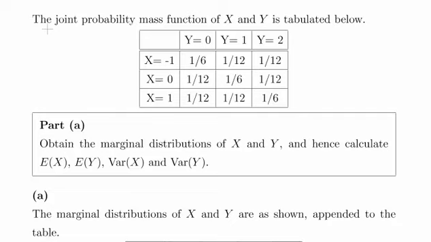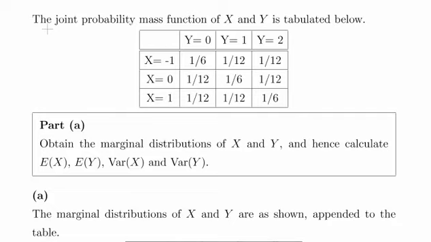Okay, in this presentation we're going to look at joint random variables. The joint probability mass function of x and y is tabulated as follows. We have it there, x is equal to -1, 0 and 1, and y is equal to 0, 1 or 2. And those are the joint probabilities of each.